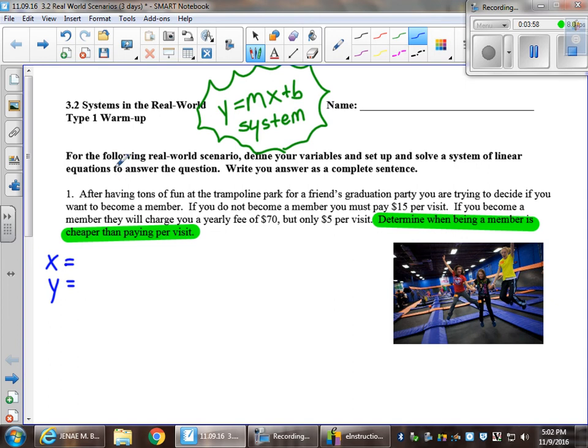Looking for per, each, or every? I see per visit. Did that stand out to you? I hope so. So because it's per visit, I know that x is going to be number of visits. And y here is always going to be some kind of total. So ask yourself, what's the big picture? What are we talking about here? Once I know how many times I'm going to this park, I'll know my total cost. So y is going to be total cost.